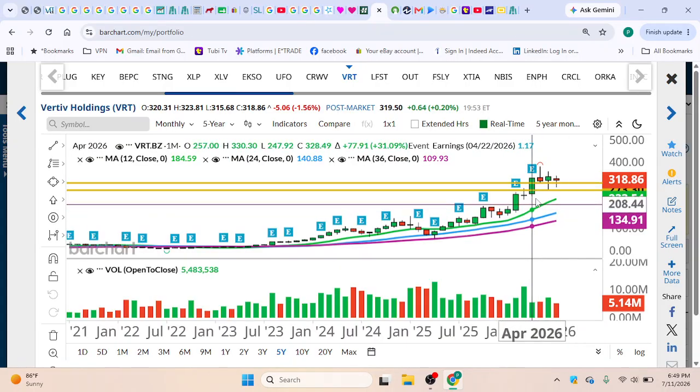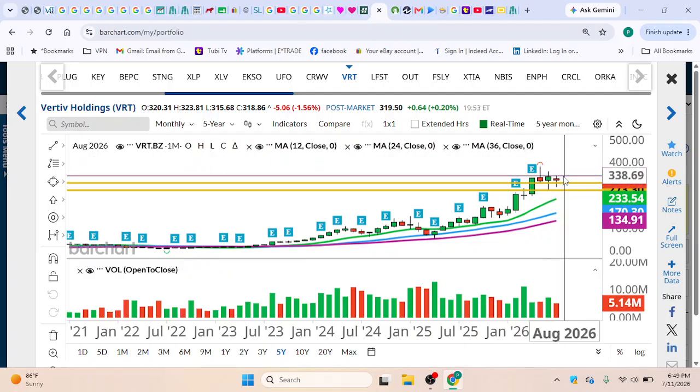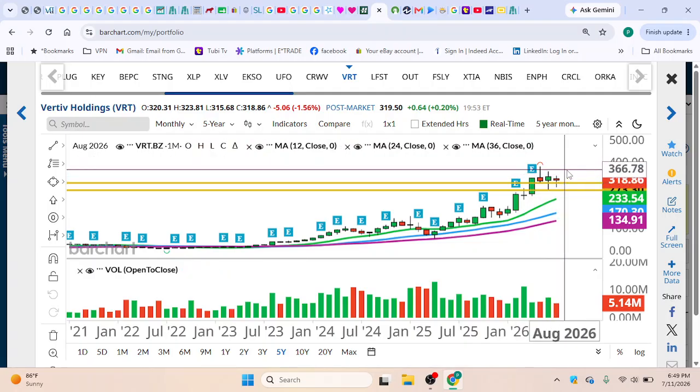VRT looks pretty good right now. Again, made new highs in May, sideways in June, and now July. You know, if that can get moving up the right side, that's a possibility. VRT.